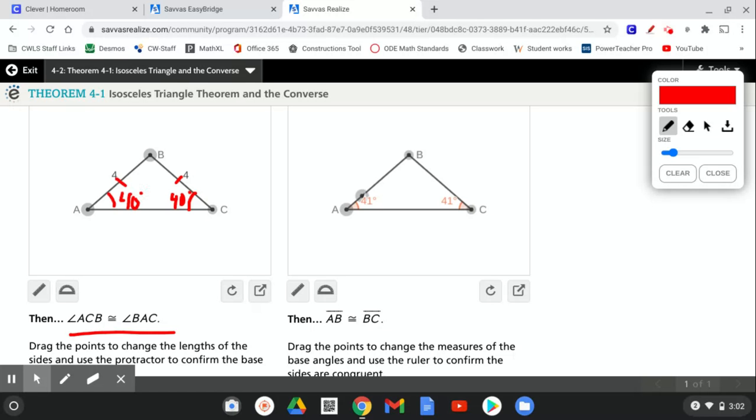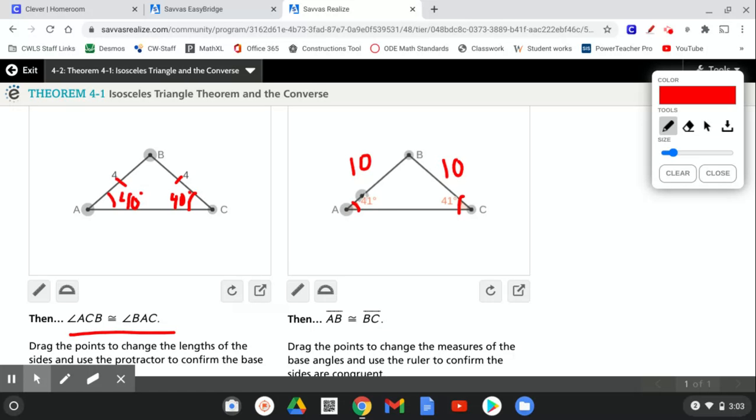They're going to tell you the sides are congruent. You can use that to know that the angles are going to be congruent. Now, the same is true if they tell us the angles. In the second one, we have that angle A is congruent to angle C. So if they told us that AB was 10, we would know that BC is 10 also because the angles opposite from the sides are going to be congruent.